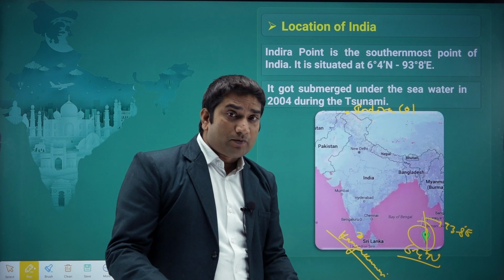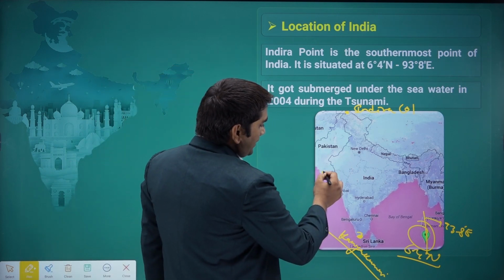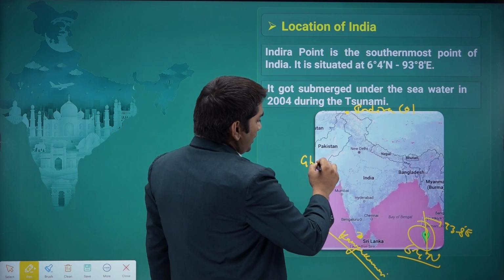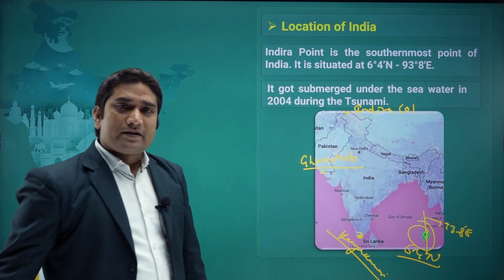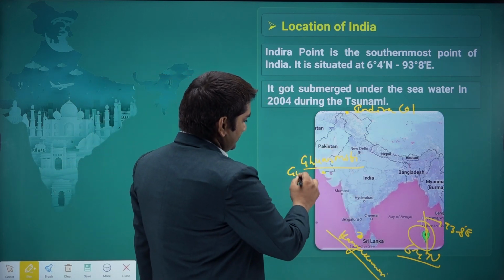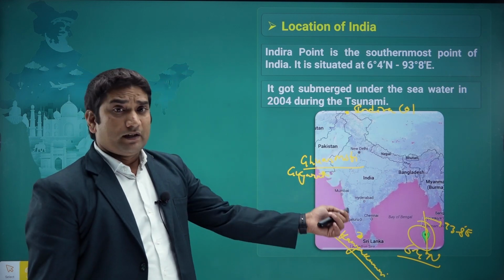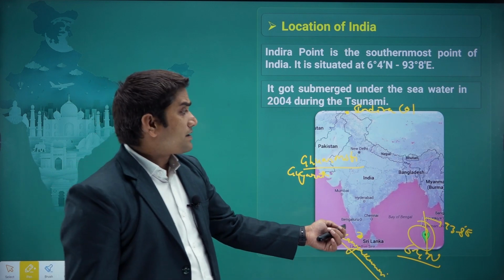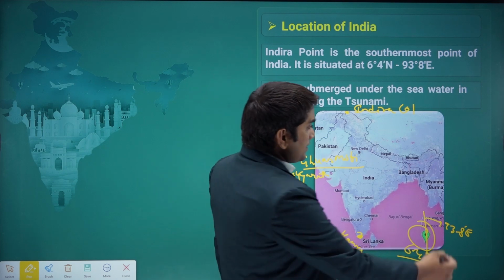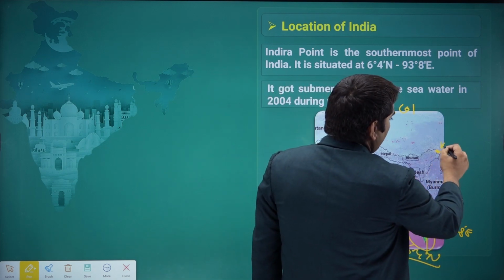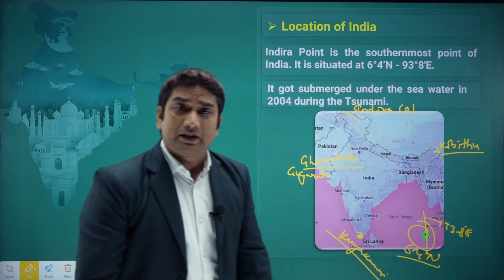Which is the westernmost point of India? The westernmost point of India is here, which we call Guhar Moti. It is in Gujarat. Then we have the easternmost point of India. Which is it? That is Kibithu, here. It is in Arunachal Pradesh.